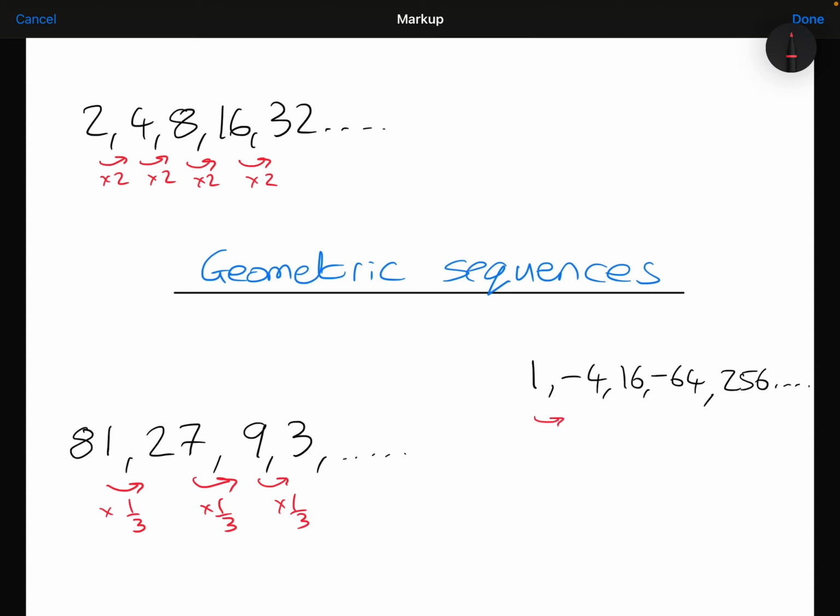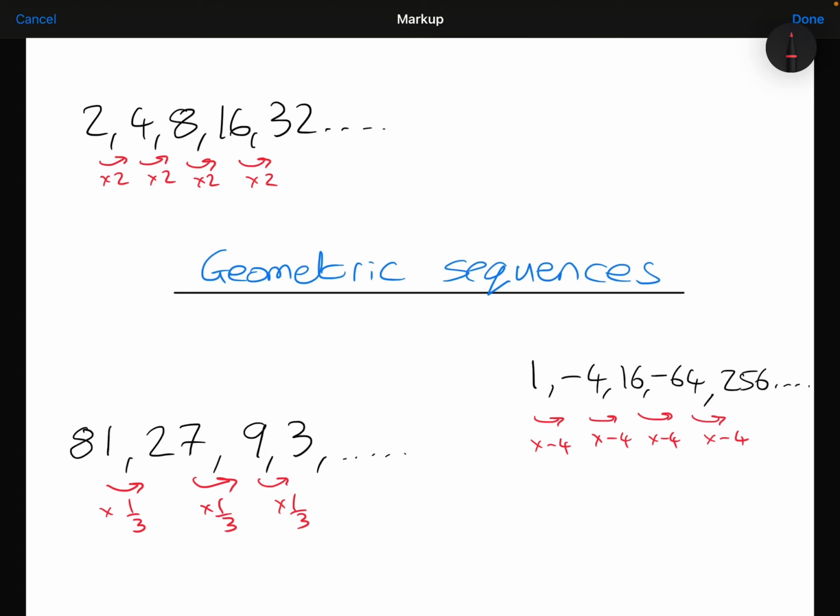Here the common ratio is -4. 1 times -4 is -4. -4 times -4 is positive 16. 16 times -4 is -64. -64 times -4 is positive 256. The common ratio is -4.